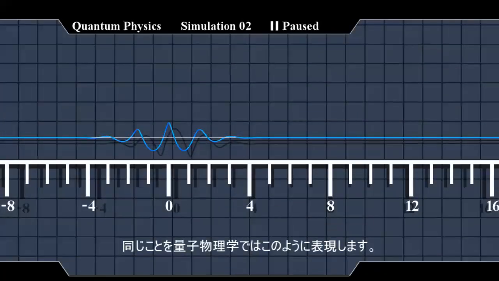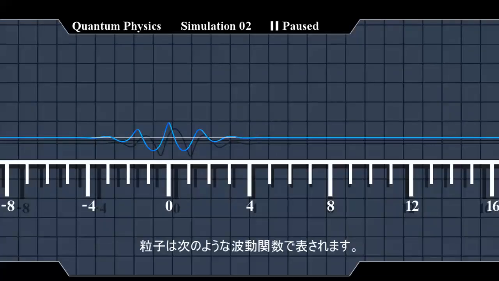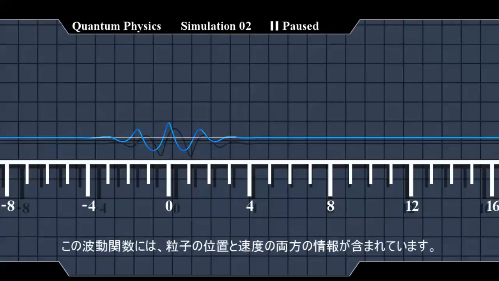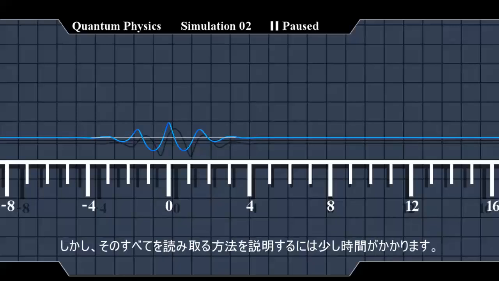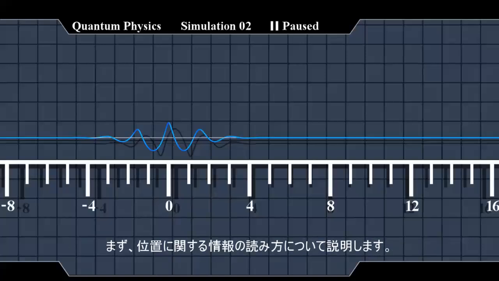Here's how quantum physics describes the same thing. The particle is represented by a wave function, such as this one. It contains information both about the particle's position and its velocity, but it will take us a while to explain how to read it all. First, we'll explain how to read information about position.